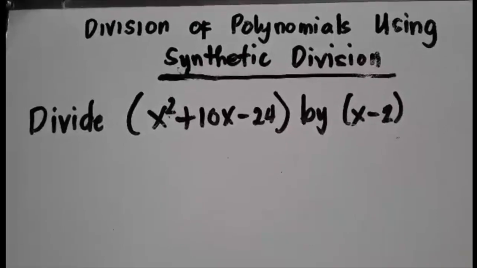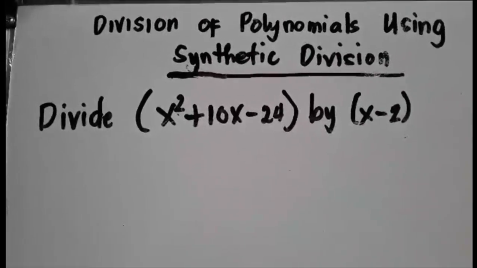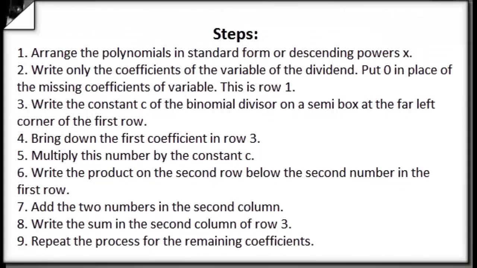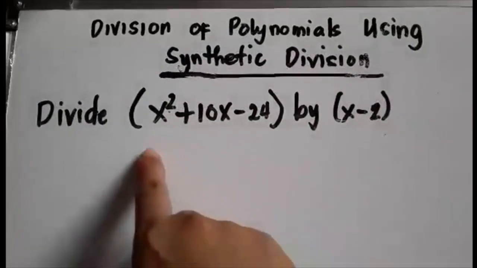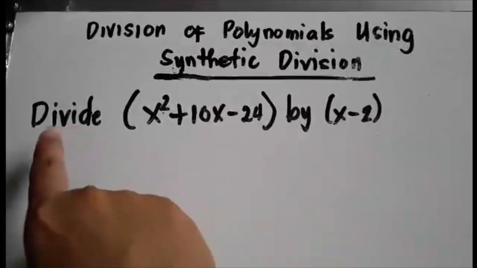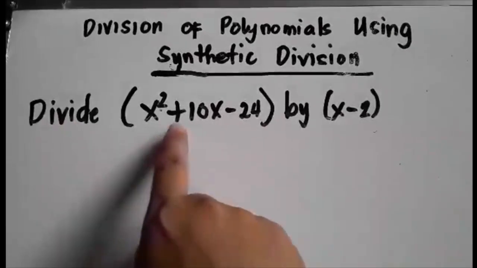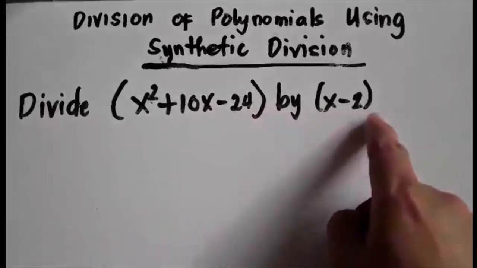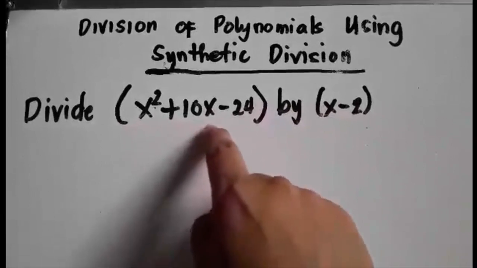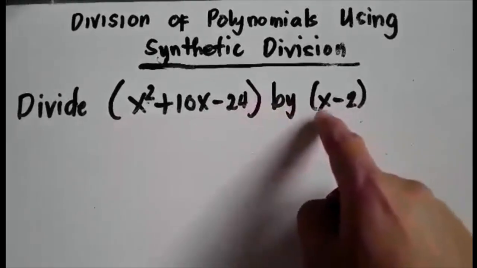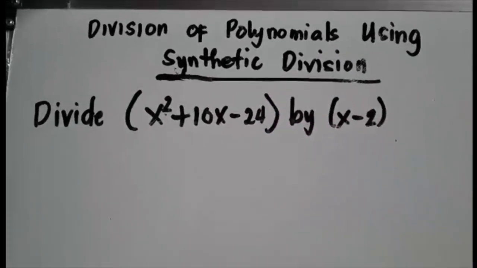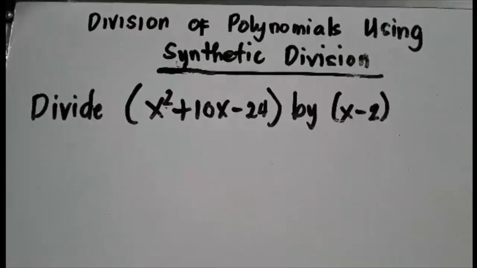So in dividing polynomials using synthetic division, meron daw tayong specific step na dapat sundin. So meron tayong 9 steps. So let us follow the steps using the given polynomials on our whiteboard. So let's say we are going to divide x squared plus 10x minus 24 by x minus 2. So this is our trinomial, which is the dividend, at ito naman yung ating divisor is a binomial. So let us divide the polynomial using the steps.